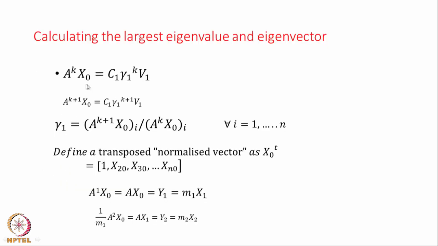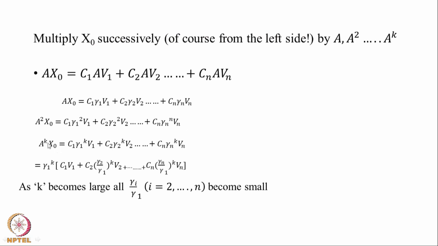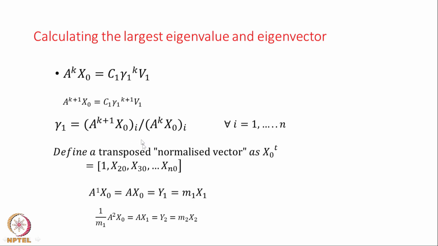Now, you see, as k becomes very, very large, only the first term will remain. So my gamma 1 will be A k plus 1 x naught I divided by A k x naught I. Okay. So that is how my gamma 1 can be calculated. What is the strategy? Simple strategy, multiply A many times. When I multiply k times, only the first term will dominate, all the others will go to 0 because gamma n by gamma 1 is very, very small, because gamma 1 is the largest eigenvalue. So that is my strategy.